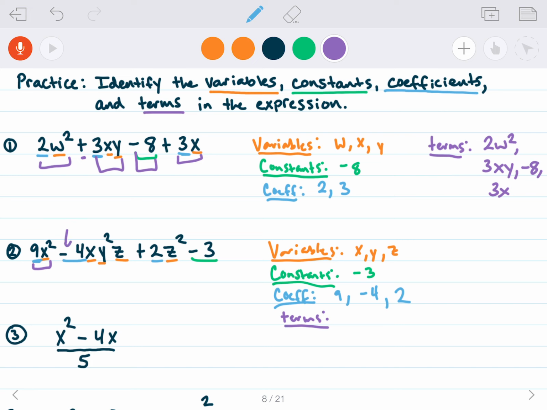Finally, our terms are anything that's separated by plus and minus signs. If it's separated by a minus sign, we're taking the minus sign with us. So the first chunk attached with multiplication is 9x squared. Then comes a minus sign, so we stop there. So 9x squared is our first term. Now there's a plus sign, so we stop. The next term is negative 4xy squared z. The next term is 2z squared, and we stop there because of that minus sign. And finally, our last term here is just negative 3. Those are all of our terms, separated by plus and minus signs.